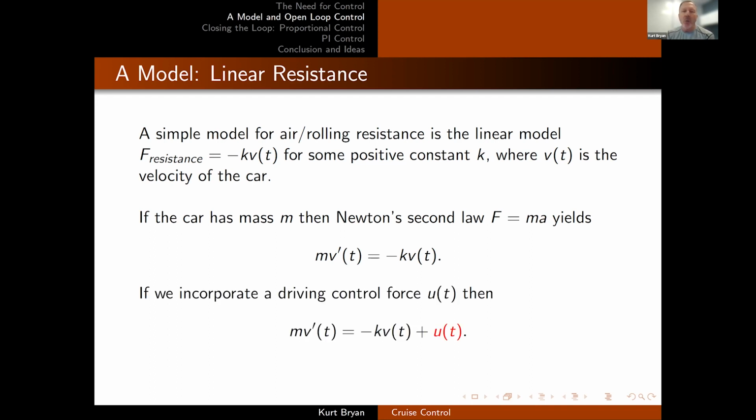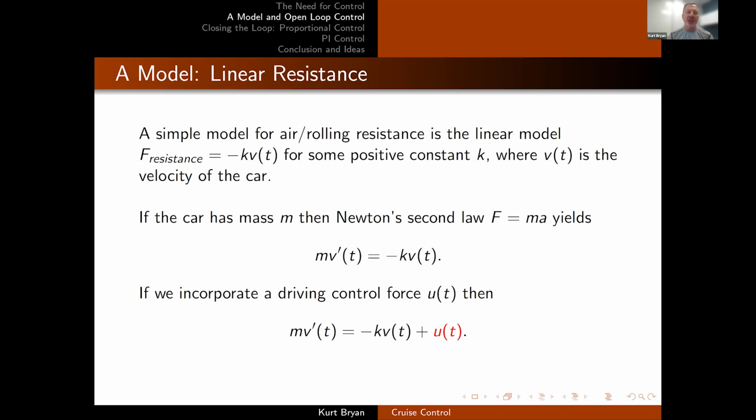And what I'm going to do is I'm going to incorporate a control force. This is under the control of whatever algorithm is driving the cruise control. I call this control force U of t. Now, I model it as an applied force, but in reality, it would be, how much throttle do you apply, how much gas-air mixture goes into the engine. But let's just think of it as very simply, U of t is a force that's under our control.